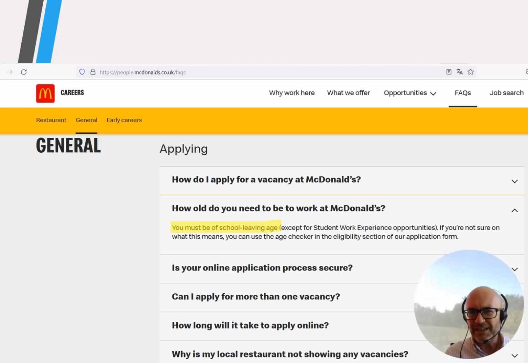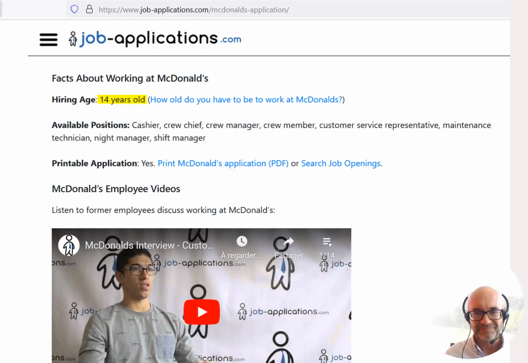I keep searching, exploring this topic to find other recent sources of information about this debate of McDonald's employing young people. Another website confirms that the minimum age is 14 years old. I have a young brother who is 14. I don't imagine him working for McDonald's, but in some countries it is possible.